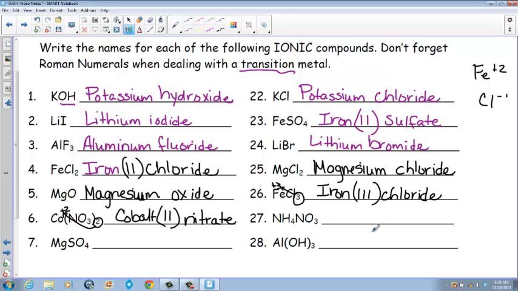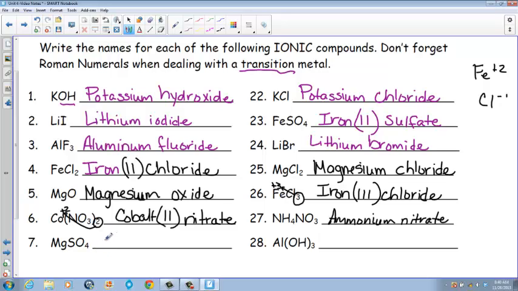Okay, NH4NO3. So I have 4 elements here, and this is telling me there's probably going to be 2 polyatomic ions. So I'm going to look this up on table E, and notice NH4 is ammonium. And the next one, NO3, is nitrate. That's all you have to do. Put them together.